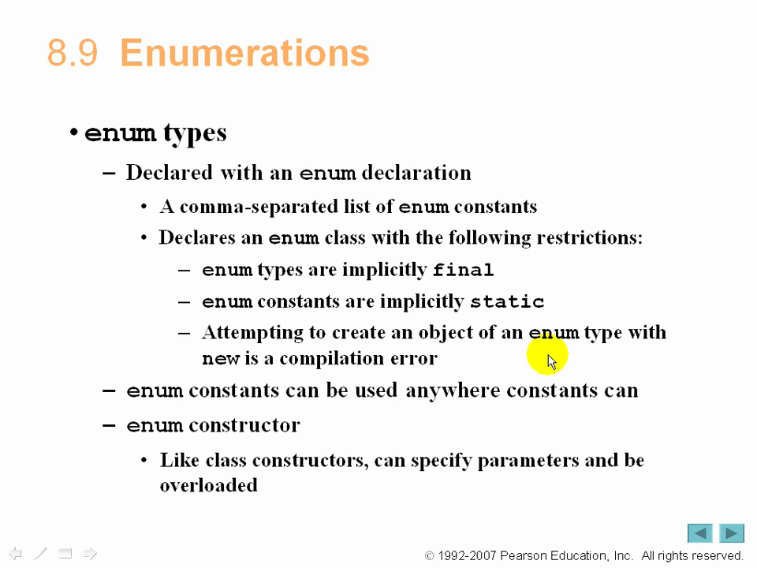A couple of other key things about enumerations. You can use an enumerated constant anywhere a regular constant can be used. So for example, in a switch statement, you can have cases that use enumerated constant values. Also, enumerations can have constructors, which we'll show you in the next example. And just like any other class, you can specify parameters to those constructors and overload those constructors as well.